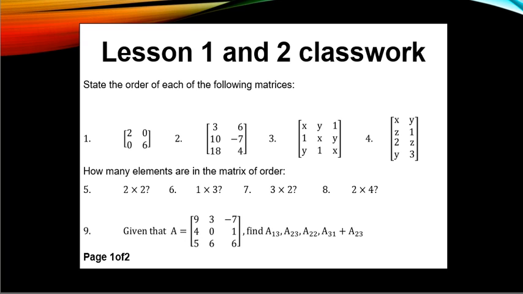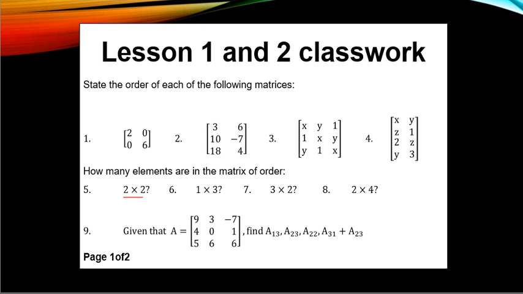So the instruction states the order of each of the following matrices. You have 1 to 4 in that section. Order simply means number of rows and columns in a matrix. The second instruction: how many elements are in the matrix of order number 5, 2 by 2, 6, 1 by 3, 7, 3 by 2, 8, you have 2 by 4.